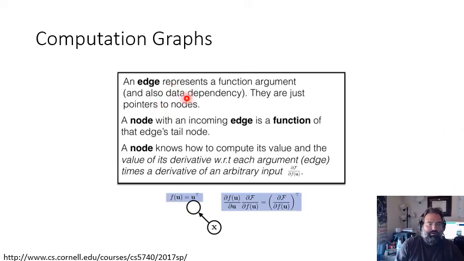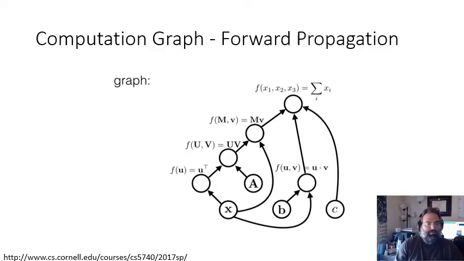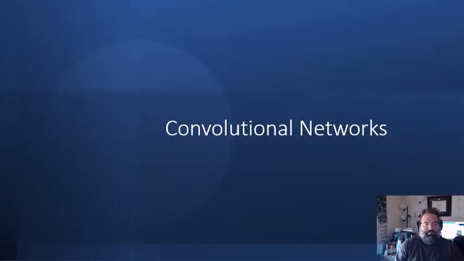So whenever you look at this, you've got an edge. It represents essentially a function argument, and also its dependencies, and they're just pointers to nodes. A node with an incoming edge is a function of that edge's tail node, and a node knows how to compute its value and the value of its derivatives with respect to each argument, edge, times a derivative of an arbitrary input. So that's kind of at a high level computational graphs. When you start looking at a forward propagation graph, it looks something like this. And again, we're not going to drain these sort of things, but it's important to understand kind of the foundations.